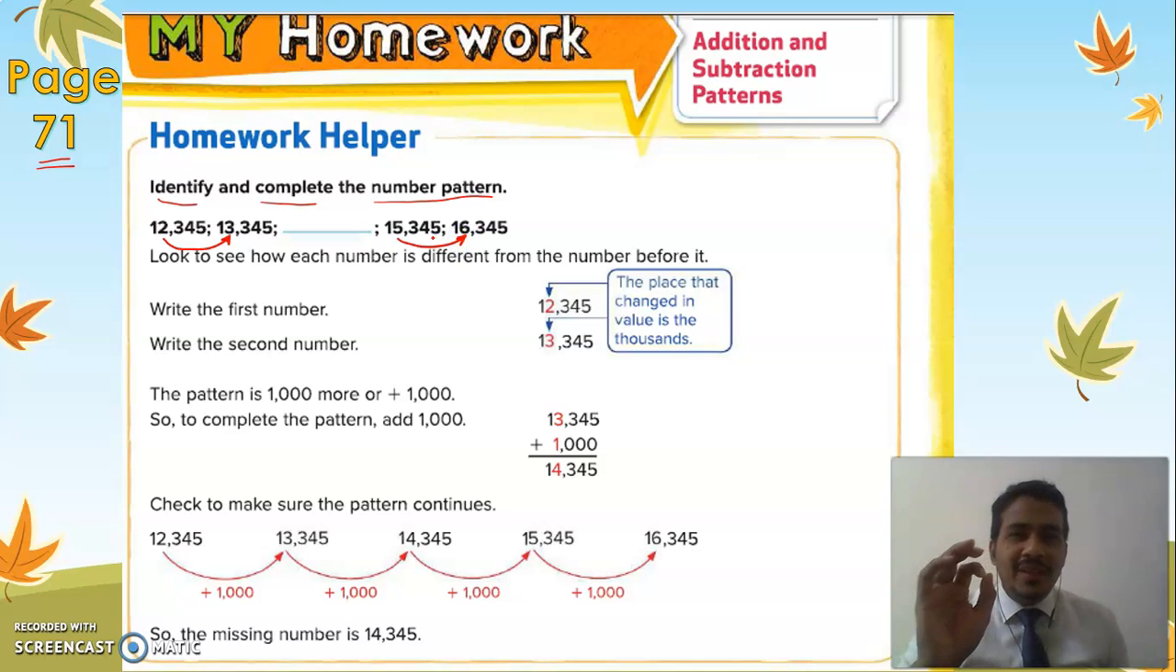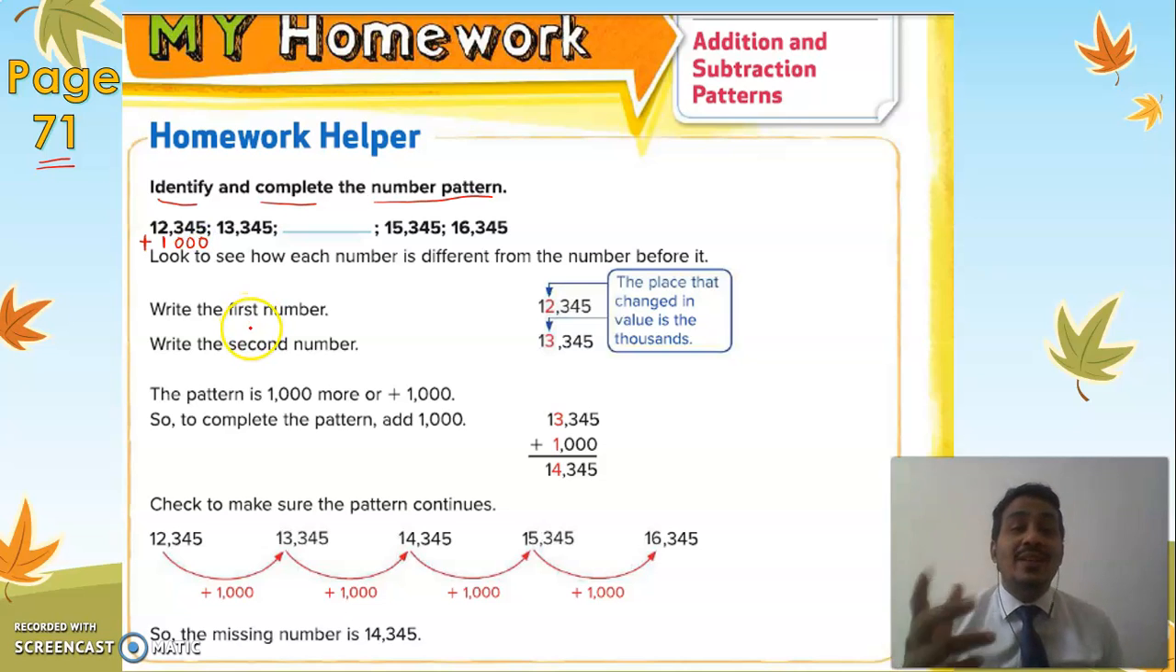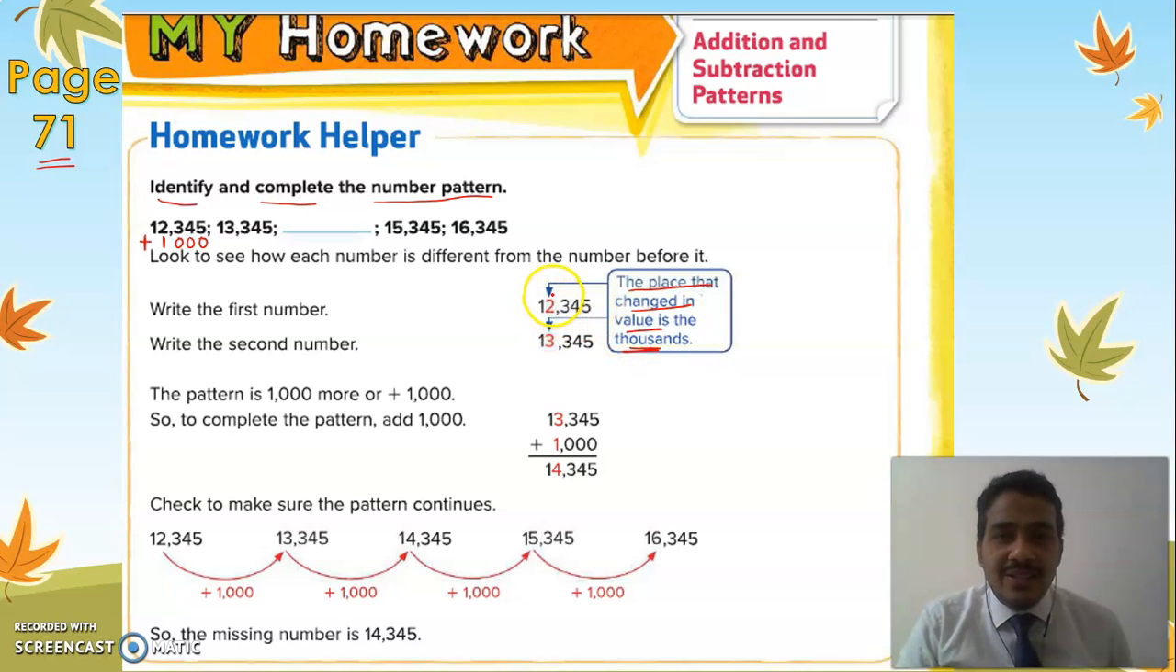So they are doing something in the thousands place, isn't it? They are adding what? 1 in the thousands place. So basically they are adding 1 in the thousands place and then 0, 0, 0. So that means they are adding 1000. You can see here also the place that is changed in the value is thousands place. Can you see that? 2 becomes 3. So therefore, they have added 1000.